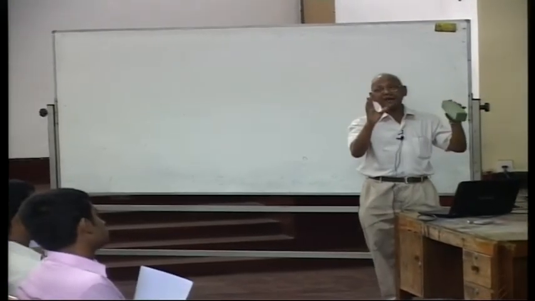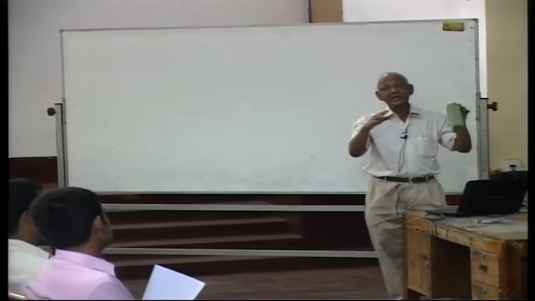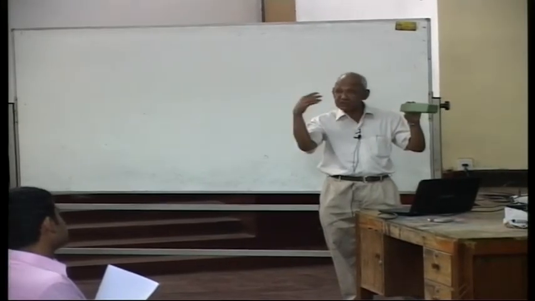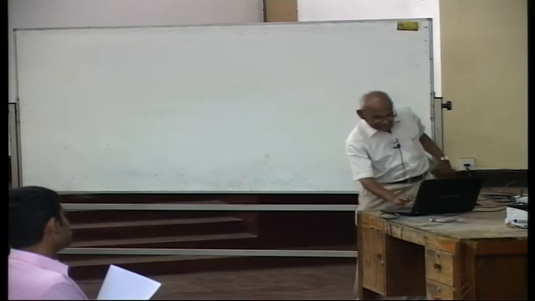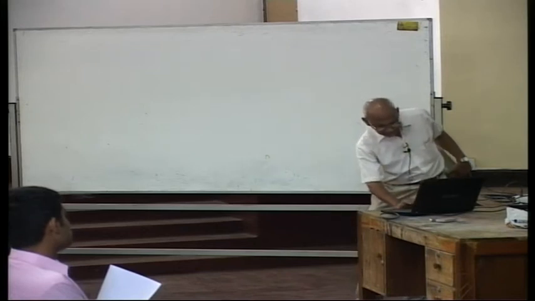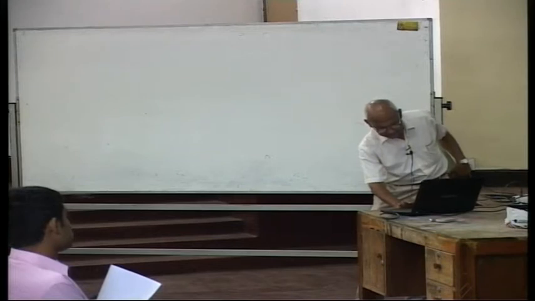Now after writing minus RAX, if the actual value of RA is also minus, in other words, if RA is not acting upwards but it is acting downwards, then the actual value of the moment will become positive, right? But this direction, we have to write this direction correctly, okay?